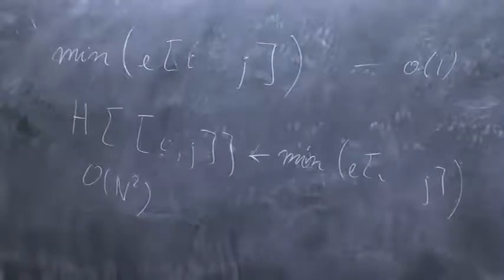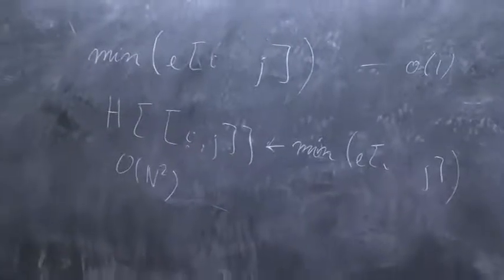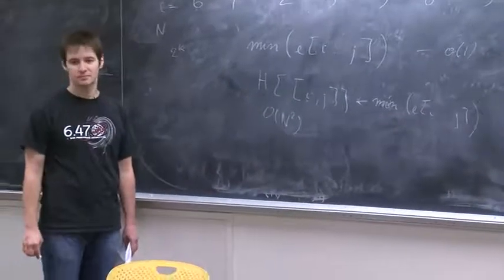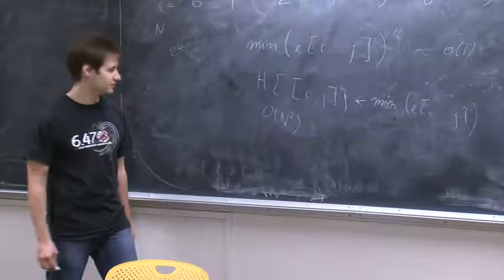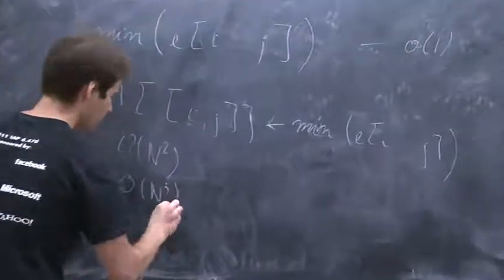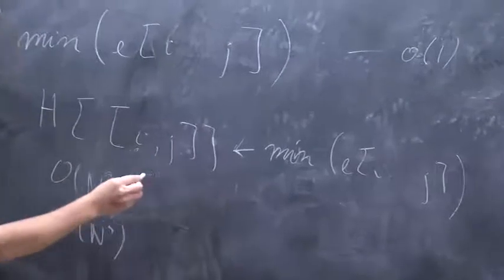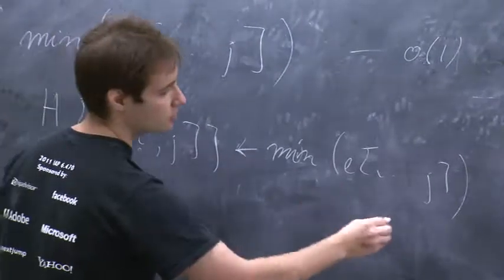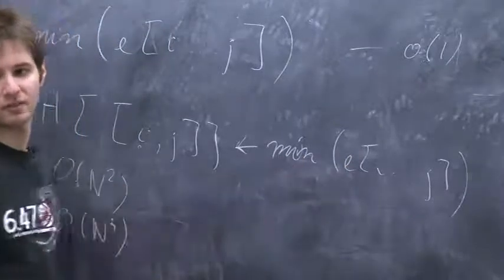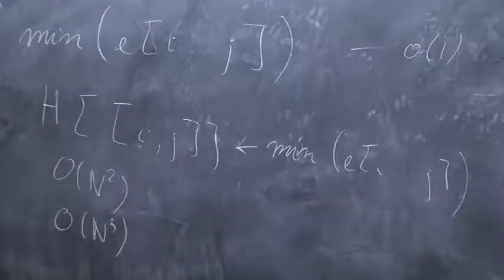What's the time for computing this? Brute force. Let's not think. What's the time for computing this? Thank you. n cubed. So I have n squared elements here. For every element, I have to compute the minimum of potentially order n elements, right? So this is n cubed.